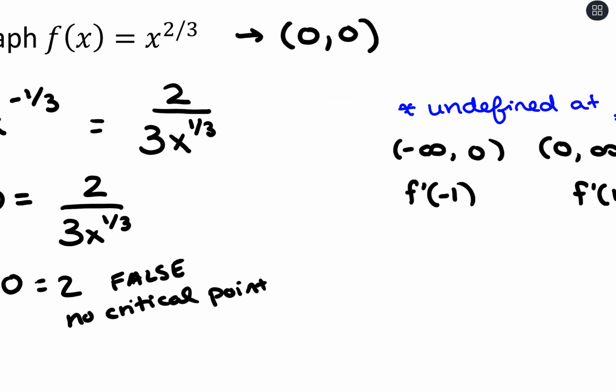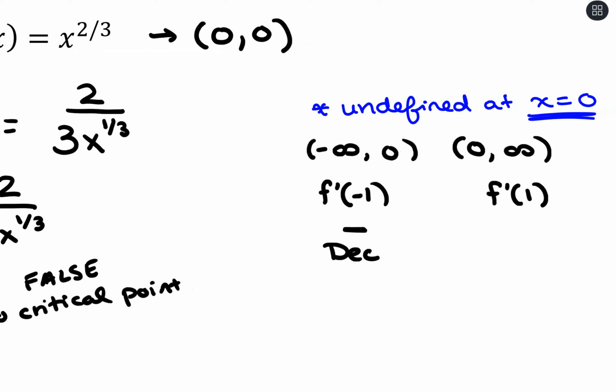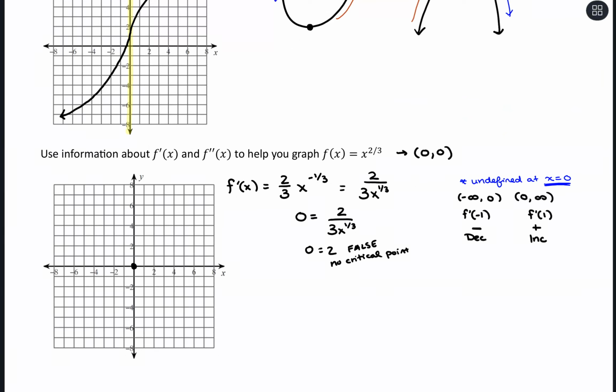If I plug in negative 1, that should be a negative 2/3. So it's negative, so we are decreasing. If I plug in a positive 1, that'll be a positive 2/3, so we are increasing. So we have the point at 0, 0. We also know that's going to be where we change trend. And what we just found is that we're decreasing on the left-hand side, increasing on the right-hand side.